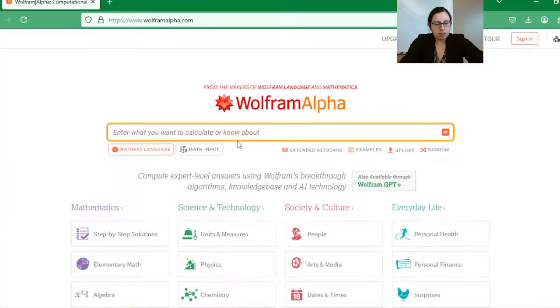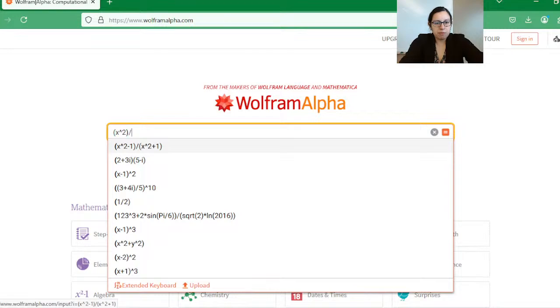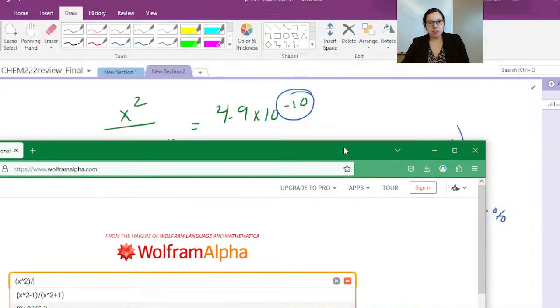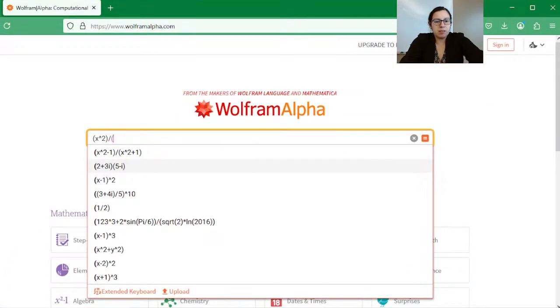So this is, do you guys ever use Wolfram Alpha? Okay, some people have heard of it. I think we used it in my differential equations class.